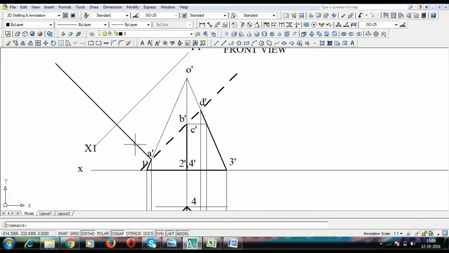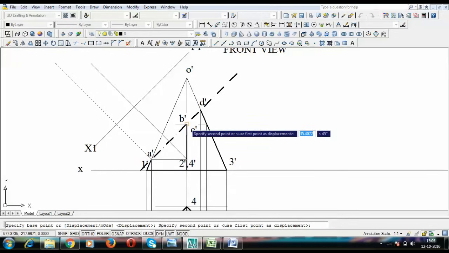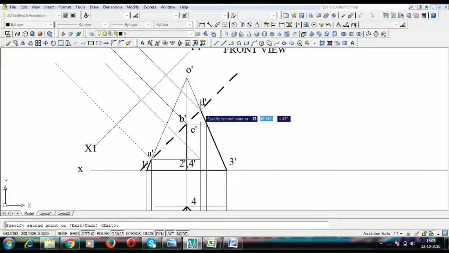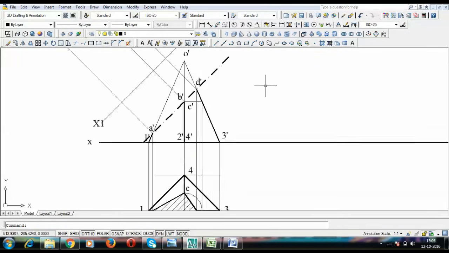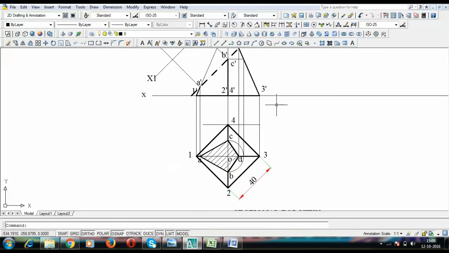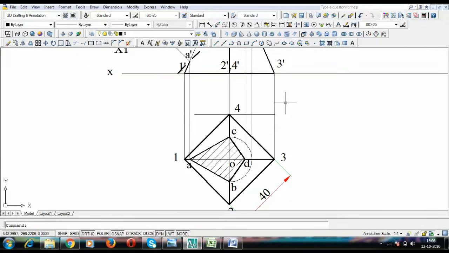All right, we have already drawn a line from A dash. So let's do it for B dash, C dash and for D dash. So these are the 3 lines. Okay, next step, it's quite simple, and if you have seen my previous video on section of solids, then it should be a cakewalk for you.